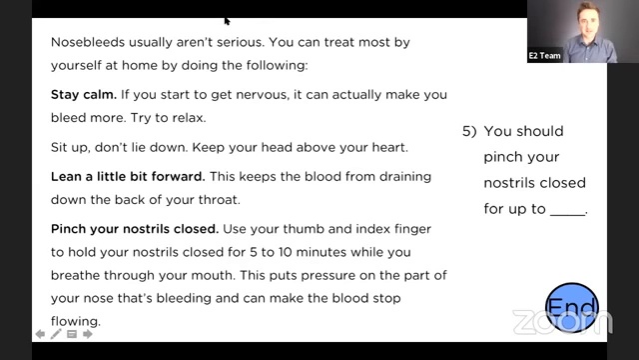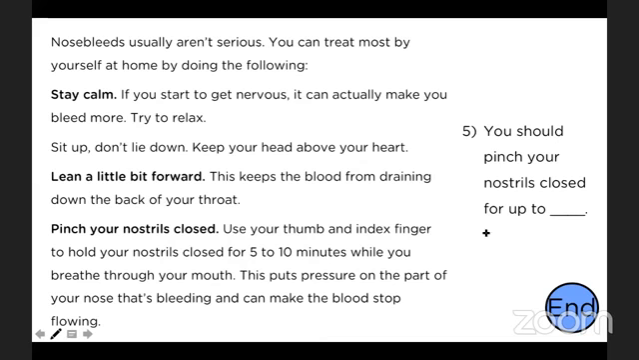I'm a very cruel teacher. I'm giving you very little time. Uh-oh, some people are getting it wrong. Let's look at it carefully. Some people are writing 5 to 10 minutes. Let's look at why that's wrong. Okay. You should pinch your nostrils closed for up to. All right. Now remember in this reading part A, you can use 3 words maximum. You cannot use 4 words. You can use 1, 2, or 3 maximum. Okay. So here we're looking here. We've got the word pinch. Fine. Pinch your nostrils closed. Use your thumb and index finger to hold your nostrils closed for 5 to 10 minutes.